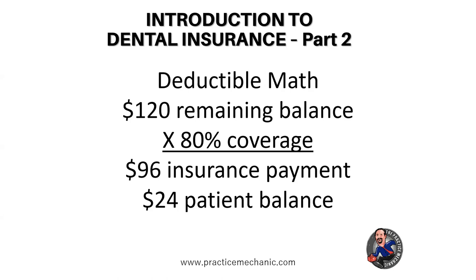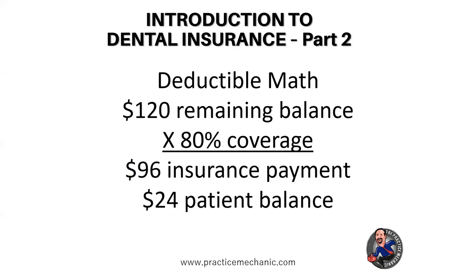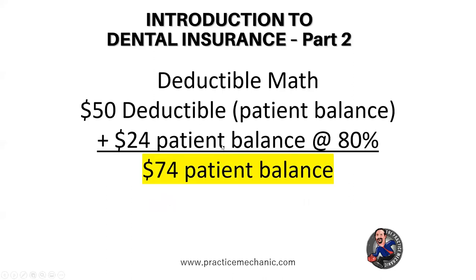So we take that $120 remaining balance, multiply it by 0.8, 80% coverage paid by the insurance company. That's a $96 insurance payment with a $24 patient balance, plus the $50 deductible that is a patient balance, which says $74 is due from the patient, $96 will be paid by the insurance company, and we're good to go. So hopefully that makes sense. If there are any questions, again, please do not hesitate to ask, but that is the way that process works.